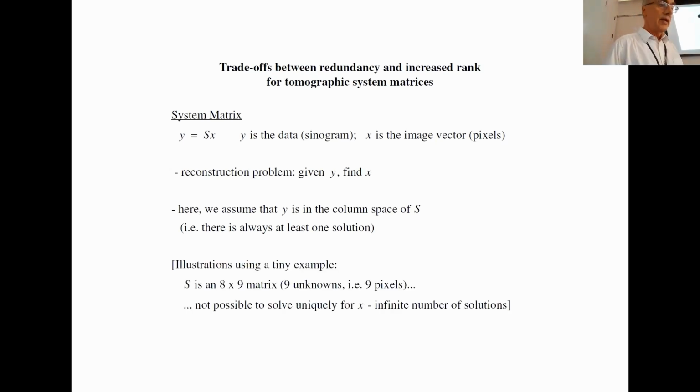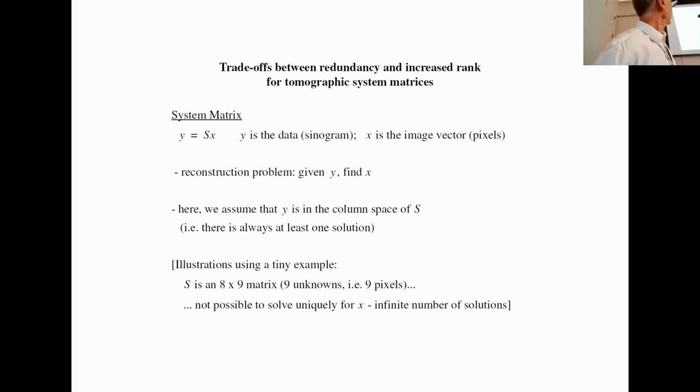I'm going to illustrate things as I go. I think it's always helpful. I'm going to do a tiny little example, too tiny to be even considered faintly tomographic. The system matrix is going to be 8 by 9, 8 rows, 9 columns. 9 columns means 9 pixels, 9 unknowns. I guess that means the image is 3 by 3, so it's pretty small.